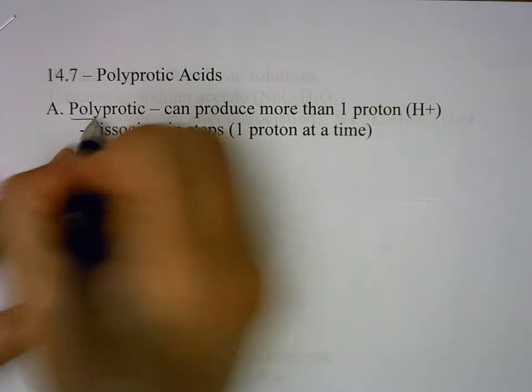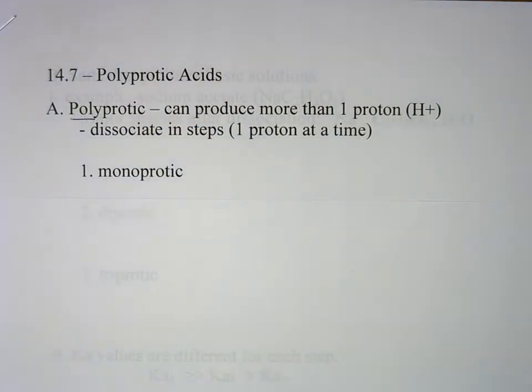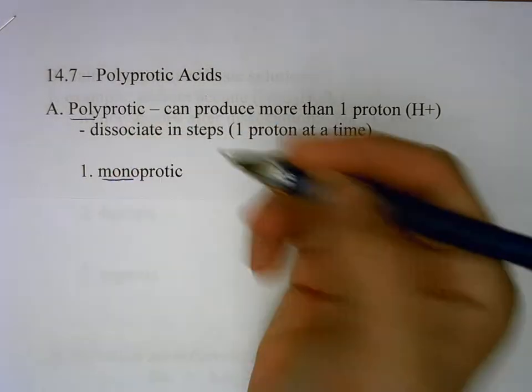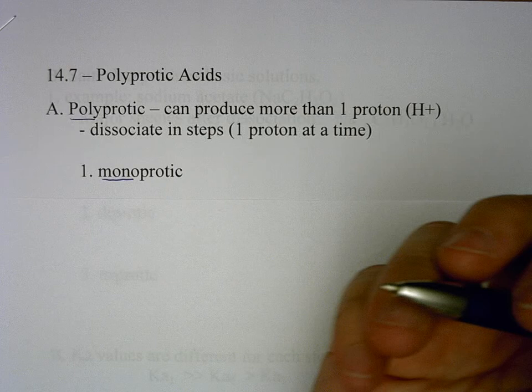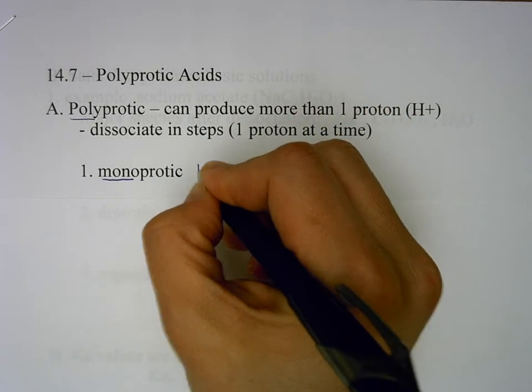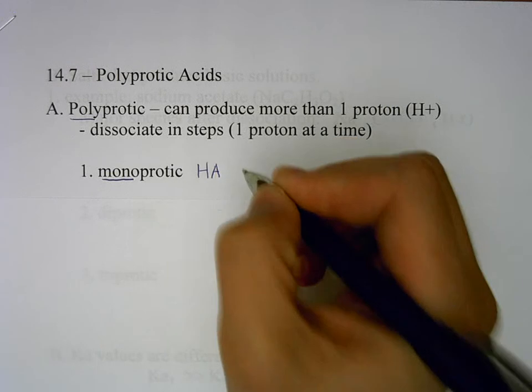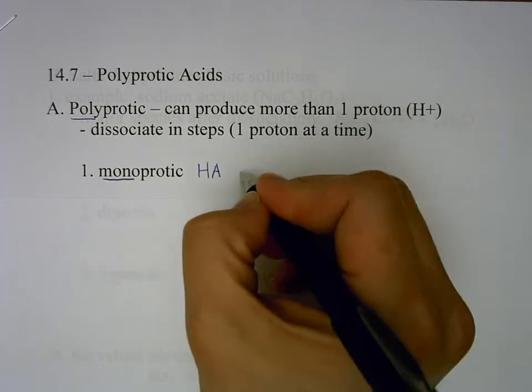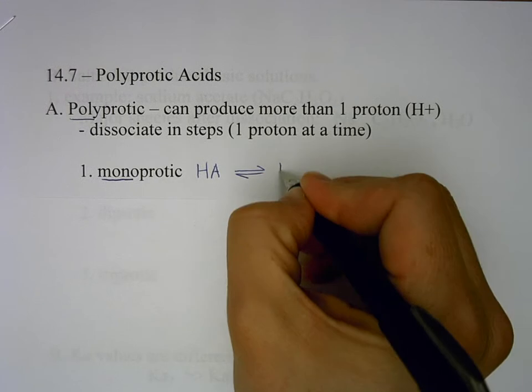Well, that word, we talked about poly, the prefix meaning many. So far, we've dealt with only monoprotic acids. Mono, of course, means one. What that looks like is, and we've done these before, whether it's a strong acid or a weak acid, if it's a monoprotic acid, it dissociates in just one step.